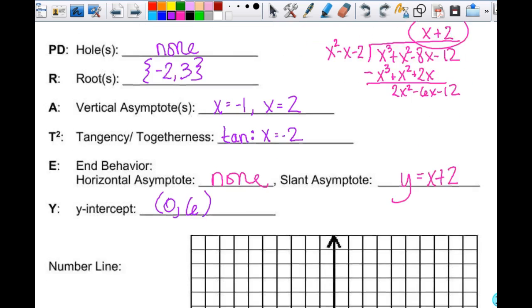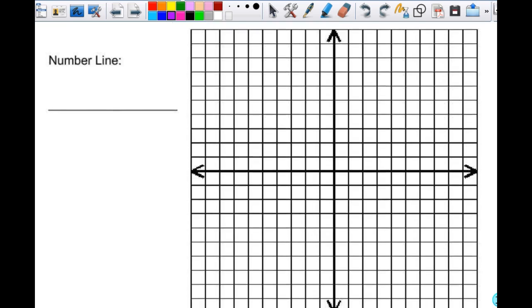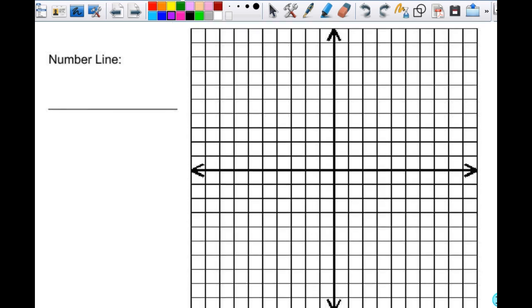All right, so before we do anything else, we go look at our sign chart, our number line sign chart, same thing. I'm going to rewrite this. F of x equals x minus 3 times x plus 2 squared over x minus 2 times x plus 1. So on here, I have to put negative 2, negative 1, 2, and 3.